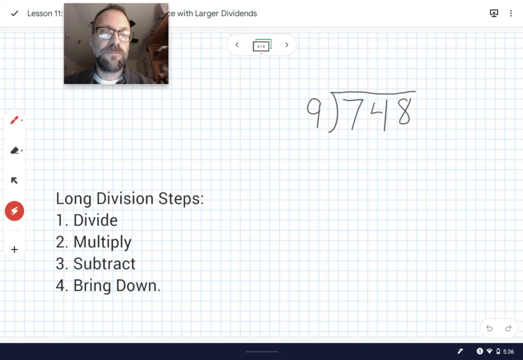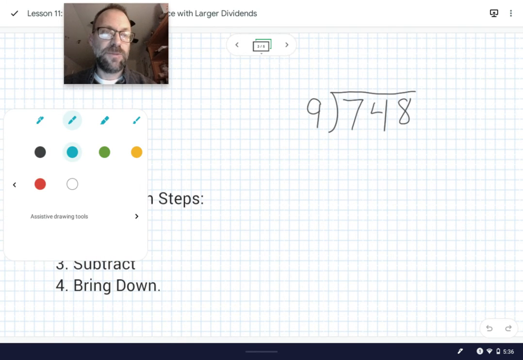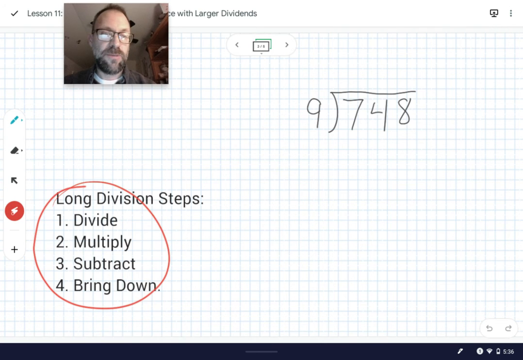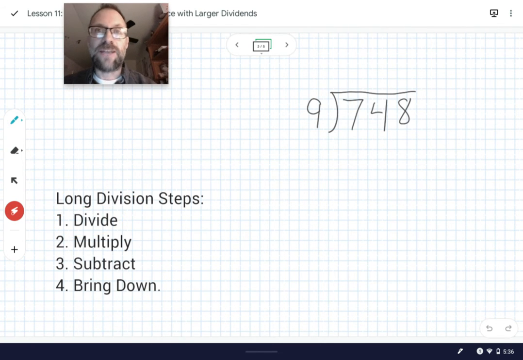Are you ready for this new thing? What's not new are the steps. We're going to start with these same steps. We're going to start by dividing, and we'll ask ourselves, how many groups of 9 can I make from 7? Well, if I have 7 M&Ms, can I make a group of 9 from that? Can I pull 9 M&Ms aside and make a group from these 7? No, it's not enough. So similarly, we can't divide 7 by 9.